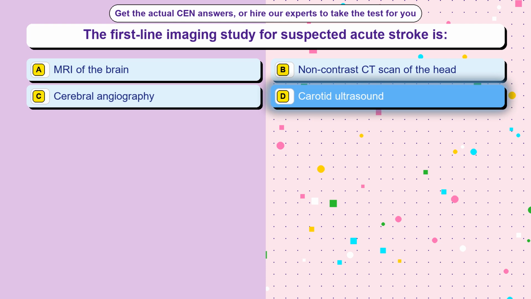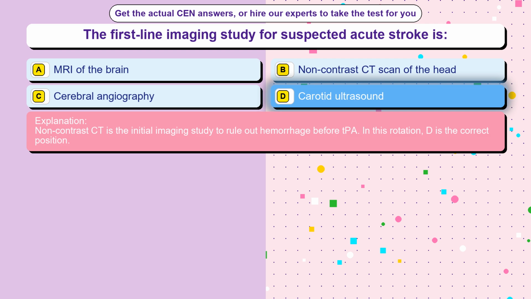The correct answer is option D. Carotid ultrasound. Non-contrast CT is the initial imaging study to rule out hemorrhage before TPA. In this rotation, D is the correct position.